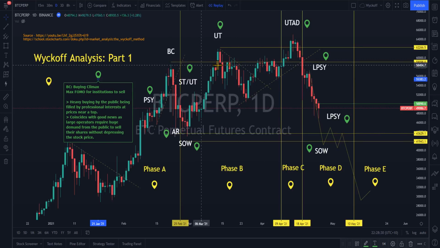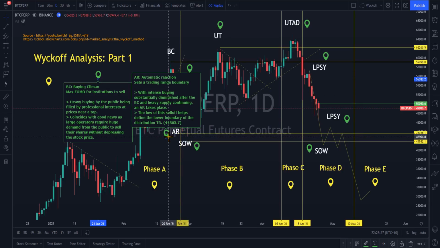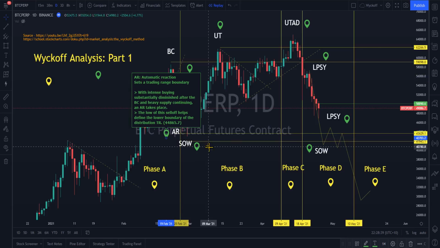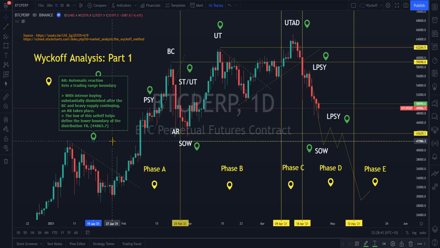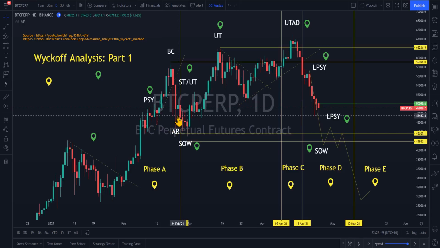Wyckoff was trying to figure out where the trading range could appear. So with this in mind, after this particular automatic reaction, maybe I'll just move this one over so again you can see better. With this automatic reaction, what happens is people just can't believe that this thing is coming down. It's going up. Lamborghini's in the driveway next week.